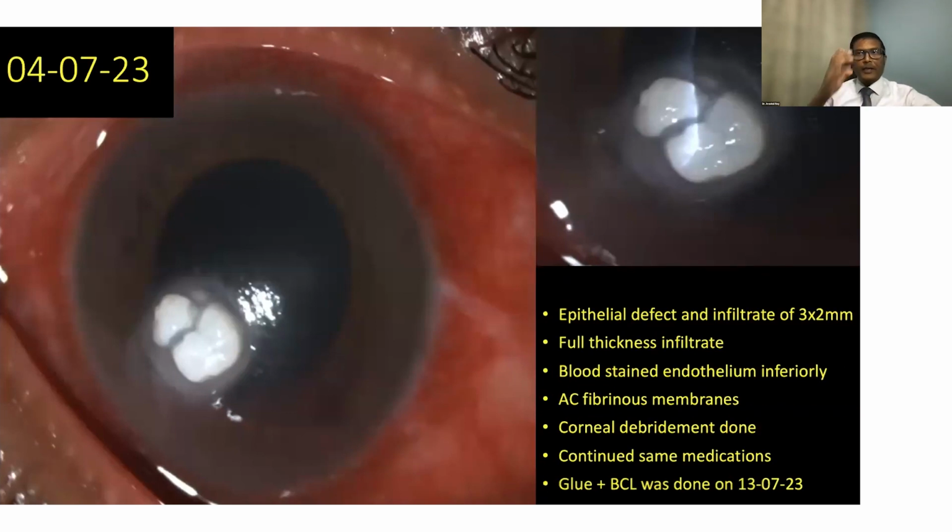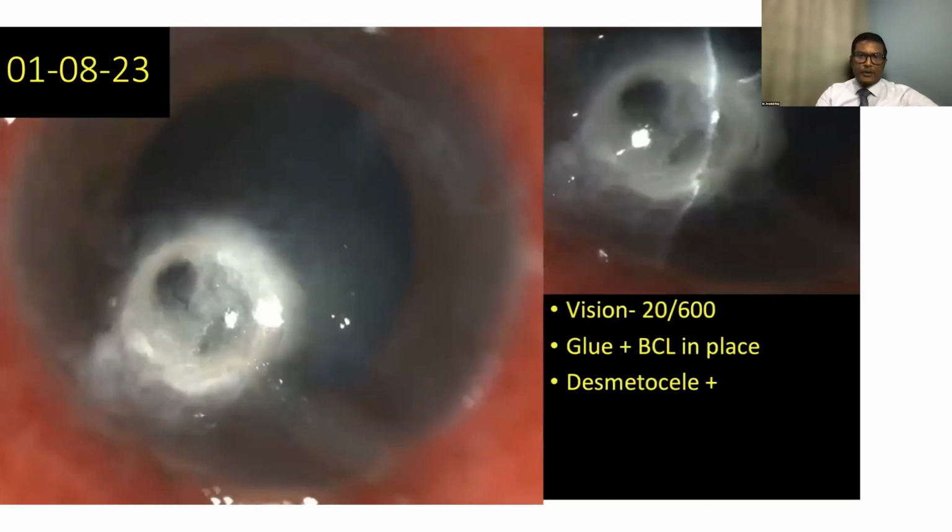But sometimes debridement can expose the underlying stroma to the inflammatory cells, or the inflammatory cytokines present in the precorneal tear film, and actually accelerate the corneal melting that can happen in the setting of microbial keratitis. So this patient was planned for a therapeutic PK because of the continued melt.